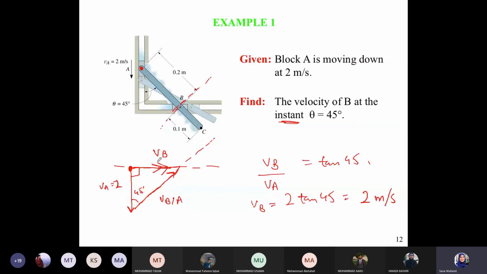Because velocity is asked, be careful. Velocity implies we need its direction as well. So VB, the vector, is 2I, because it's to the right. I can see it from my graph, from my velocity diagram. 2I meters per second. Note that this is the velocity diagram. I know I skipped a few steps and quickly got to the final one.